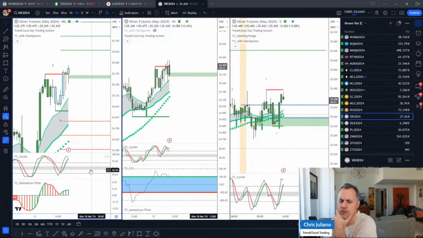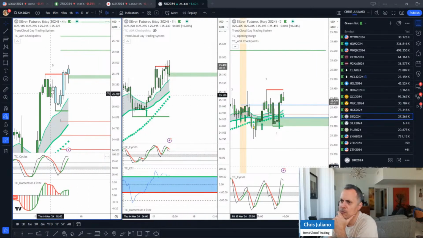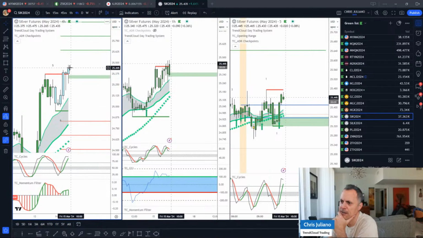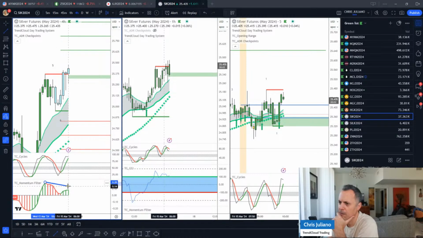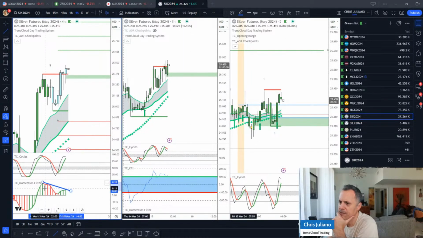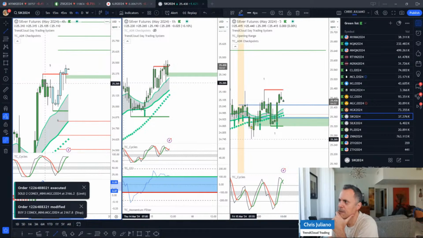Look at the 4-hour chart here, guys. Look at how here's your high, pulls back. Here's the higher high. Look at your momentum filter. See this? See how this peak is higher?